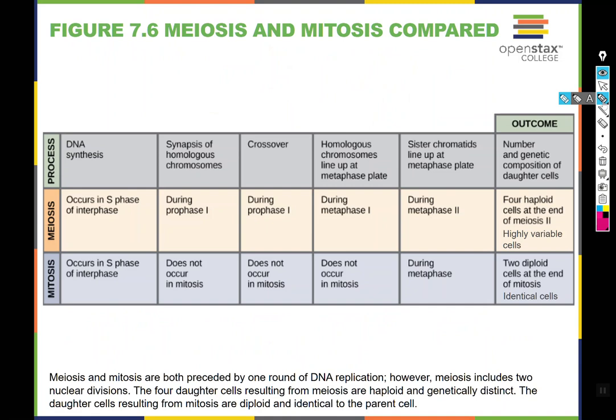So for example, homologous chromosomes line up at the metaphase plate. In meiosis, it occurs during metaphase 1. It doesn't occur at all in mitosis. So you might be wondering, yes, they do. They line up at the metaphase plate. How is that true?